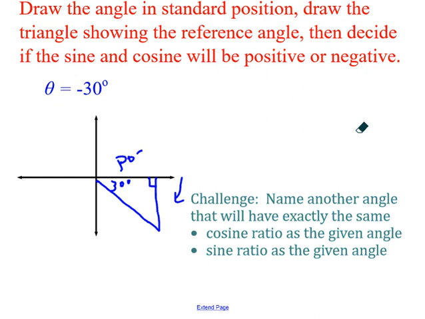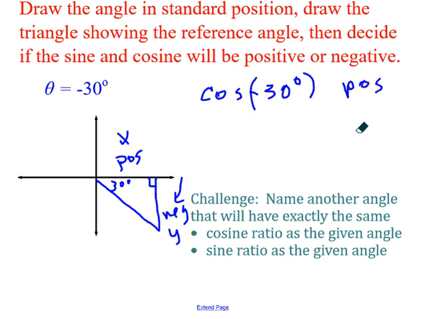This would be a positive side. This would be negative because I'm below the x-axis. This is about the x being positive. This is about the y being negative. So cosine of negative 30 degrees should be a positive answer. And sine of negative 30 degrees should be a negative answer. Again, check with your calculator. And if you want, try the challenge. You can check your answer there with your calculator.